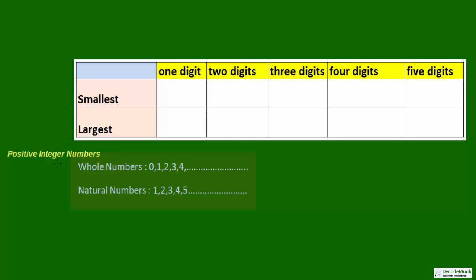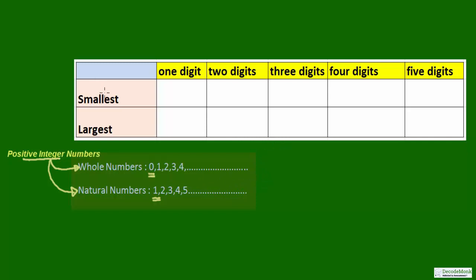Before moving into that topic, let me tell you that positive integer numbers can be categorized into two types: whole numbers and natural numbers. The only difference between the two is that whole numbers start with 0 and get incremented by 1. That means after 0 comes 1, then 2, 3, 4, 5, 6, and so on. Natural numbers start with 1 and also get incremented by 1, that is 1, 2, 3, 4, 5, 6, 7, 8, 9, 10, 11, 12, and so on.